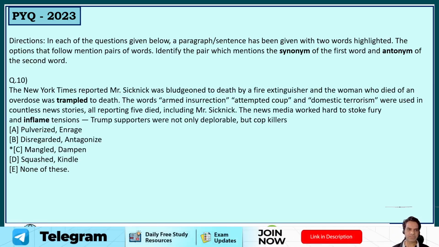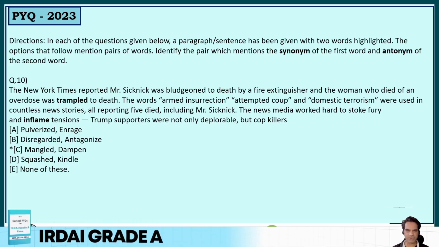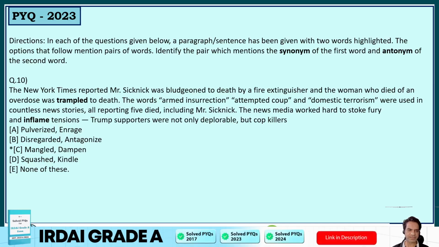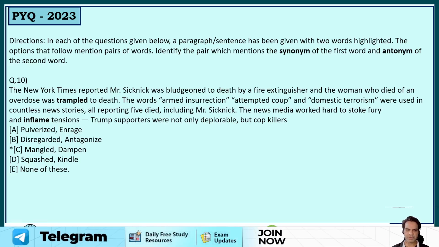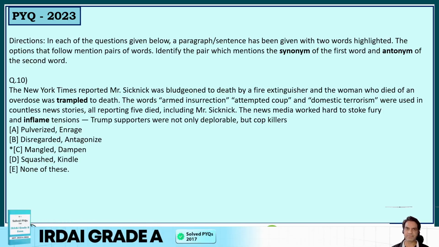Next, the New York Times reported Mr. Sicknick was bludgeoned to death by a fire extinguisher, and the woman who died of an overdose was trampled to death. That means she was stuck underneath something. That's trampled. The words armed insurrection and attempted coup and domestic terrorism were used in countless news stories, all reporting five died, including Mr. Sicknick. The news media worked hard to stoke fury and inflame, that means invoke, tensions. Trump supporters were not only deplorable but cop killers.